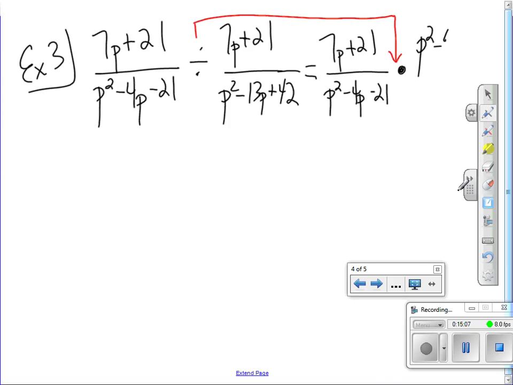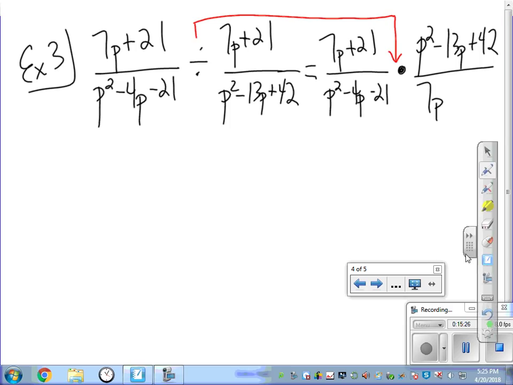Oh, snap. You know what? I'll just erase. I'm not even going to try to fix that. All right, minus 13p plus 42. And then what was in our upstairs originally in the second fraction now becomes our downstairs.